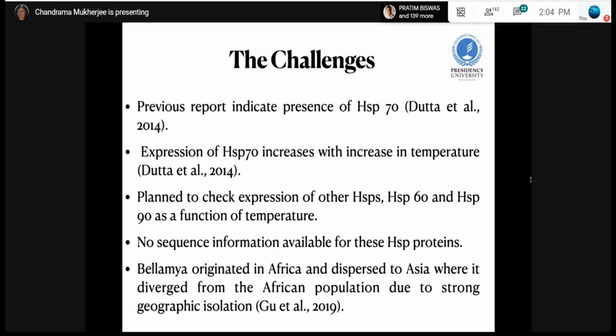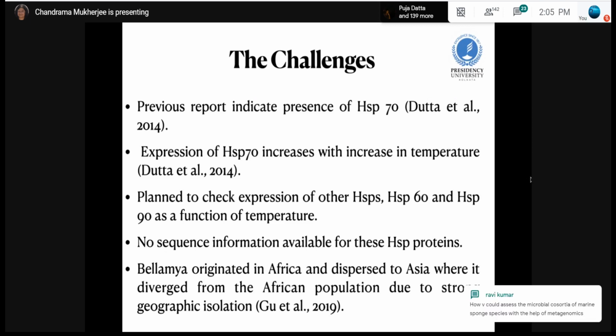So when we started this study, we saw that there were several roadblocks. The first, though, we were very encouraged after seeing that there are some previous publications which have indicated that heat shock protein 70 is present in this organism, and the same study actually showed the expression of HSP70 protein, which has been shown to be increased with increasing temperature.